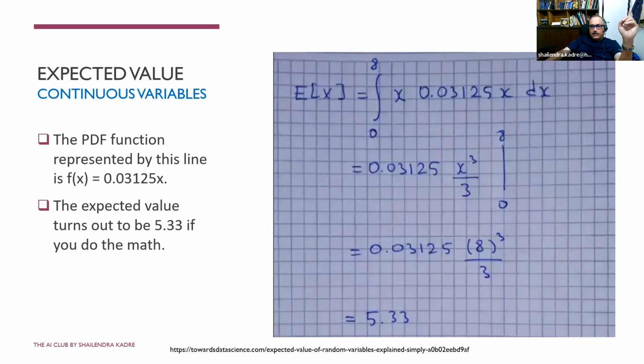Jignesh, Sarthak, Amit, Gajendra. Any problem till now? No, sir.